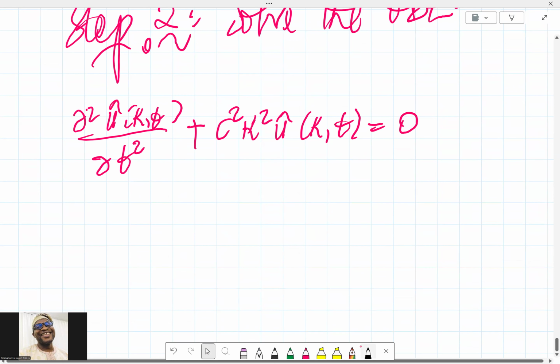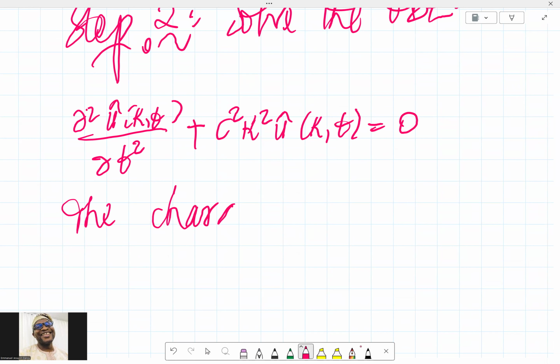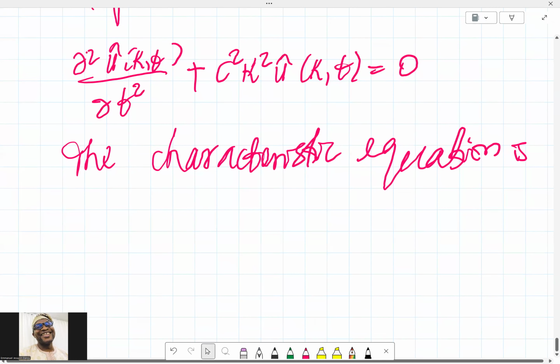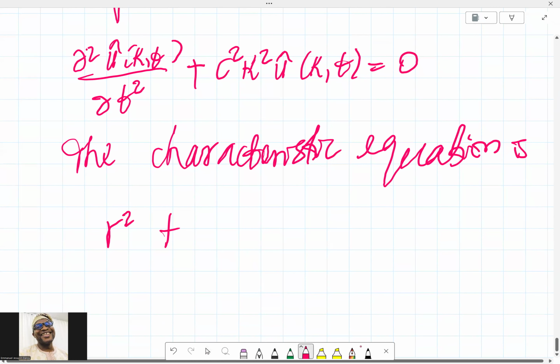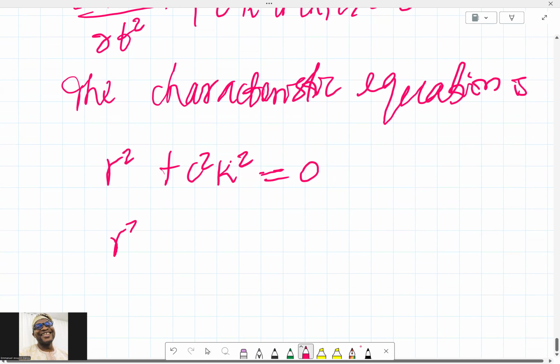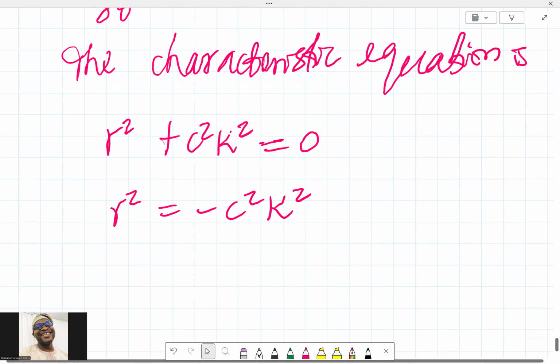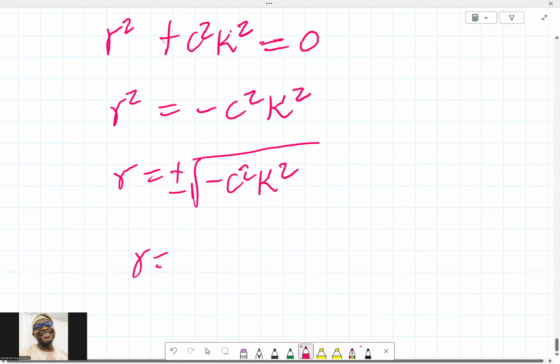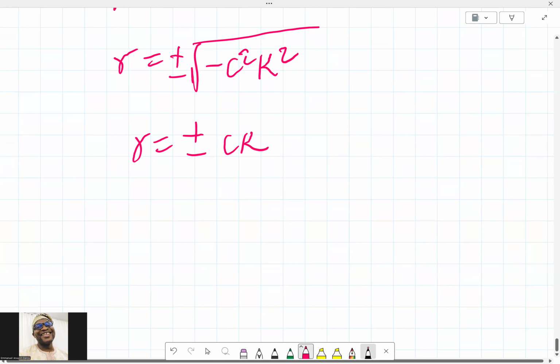Because we are talking about u cap, the characteristic equation is, because it's second order, we can use the characteristic method. So we just have r squared plus c squared k squared, equal to 0. So r squared equals minus c squared k squared, so r is plus or minus the square root of minus c squared k squared. All right, so r is plus or minus ick.